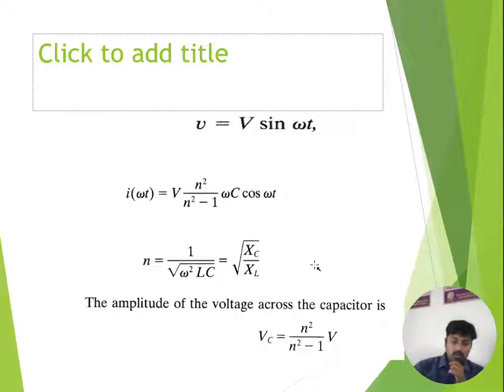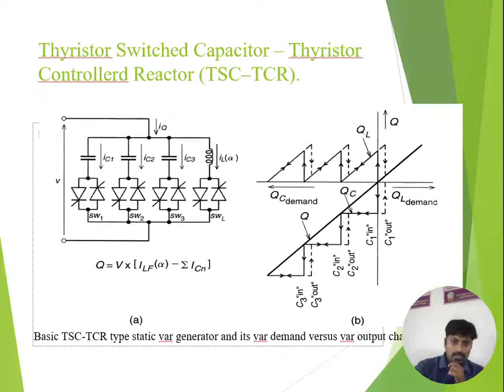Due to constructional reasons, thyristor controlled capacitor operation is not possible. That's why it can be achieved by using this combination. This is also called the SVC, static var compensator. It is the arrangement of the thyristor switched capacitor along with the thyristor controlled reactor. In this figure you can clearly see that three thyristor switched capacitors are connected in parallel along with the thyristor controlled reactor.